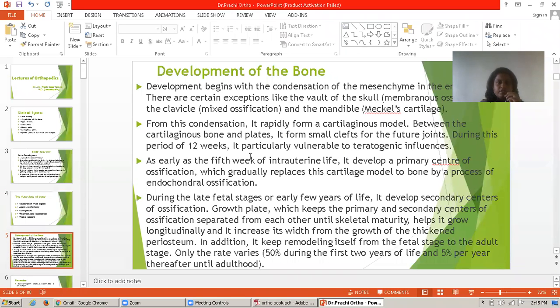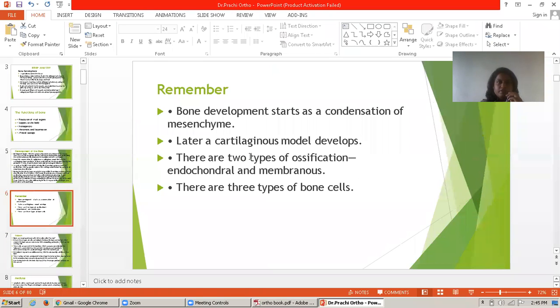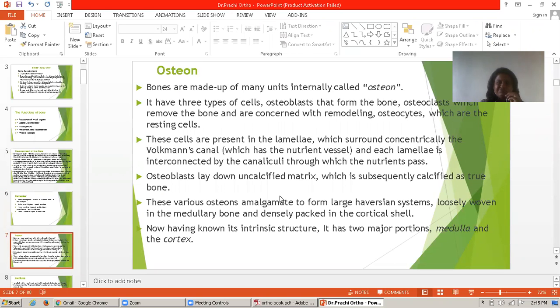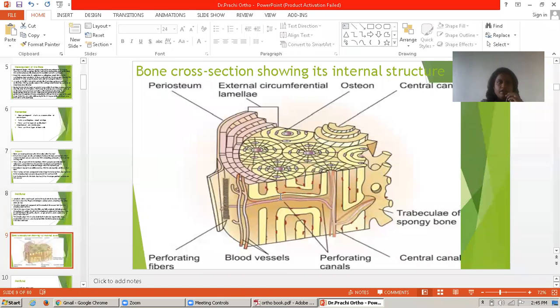Then we learned about the development of the bone, that is bone development starts as a condensation of the mesenchyme. Later a cartilaginous model develops. Then there are two types of ossification, that is endochondral and membranous, and there are three types of bone cells, that is osteon, medulla.